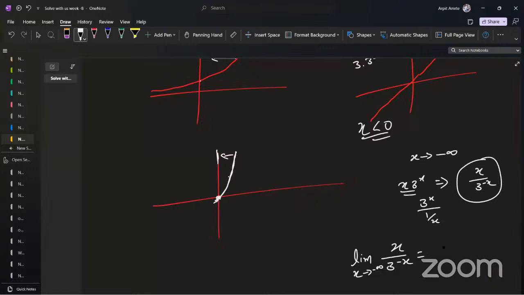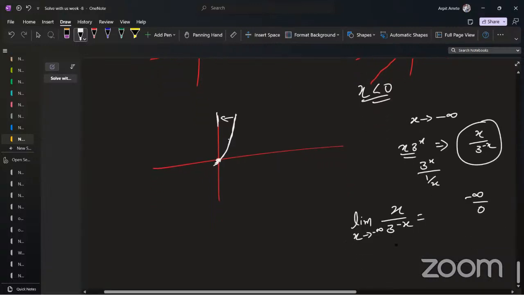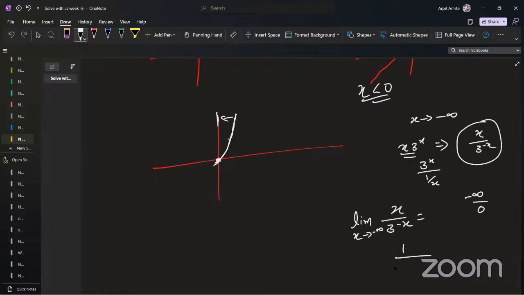This is a limiting question. What is the form? Minus infinity by infinity form, an indeterminate form, so L'Hospital's rule will work here. What does L'Hospital say? Take the derivative of the numerator and the denominator function. So what will be there? It will be 1, and then the derivative of the denominator involves log 3, log 1 by 3 basically.